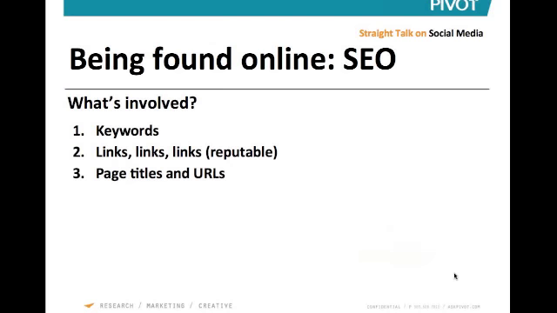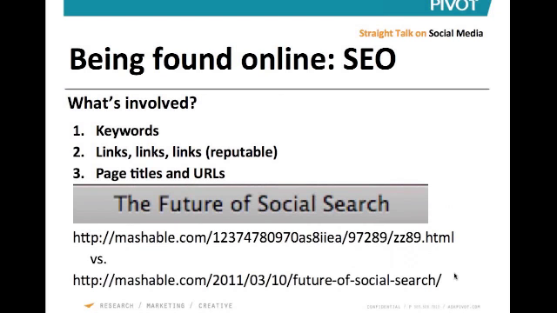The next thing that's involved includes page titles and URLs. URLs are just web addresses like www.pivotpicketchallenge.com. So let me show you an example here. The page title itself, as I said a minute ago, is what appears in the top bar of your web browser. This one's a little out of focus, but you can see that it says the future of social search.